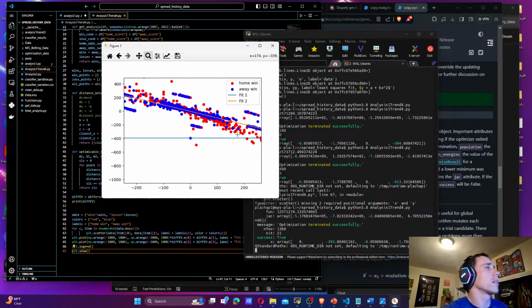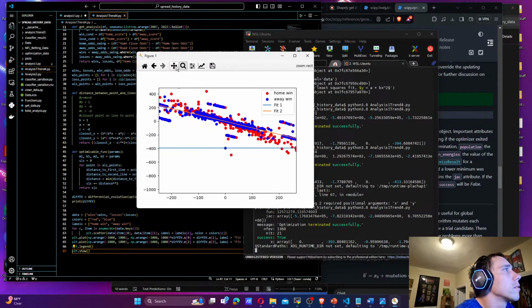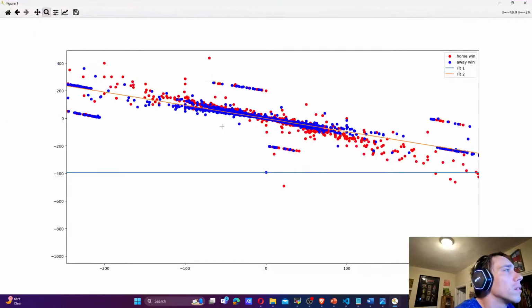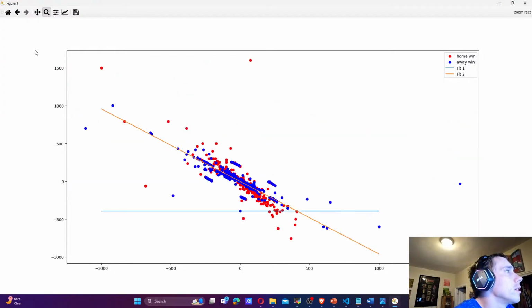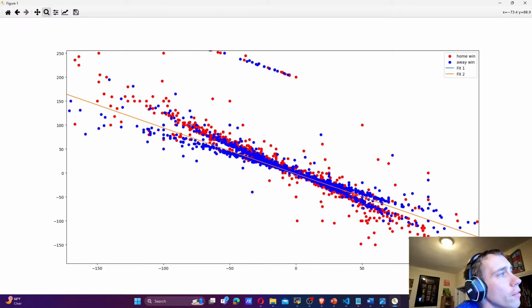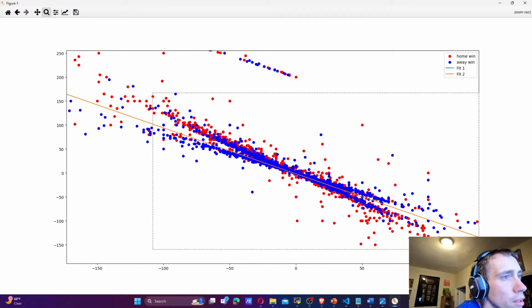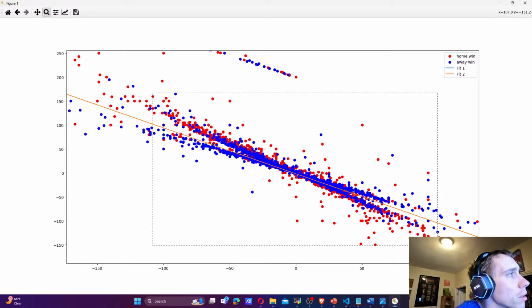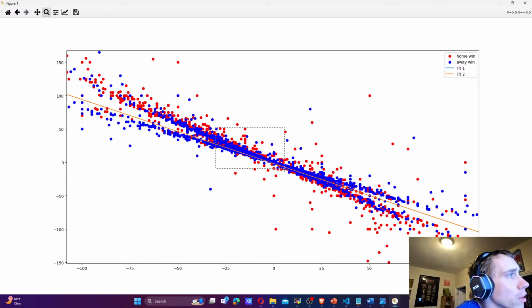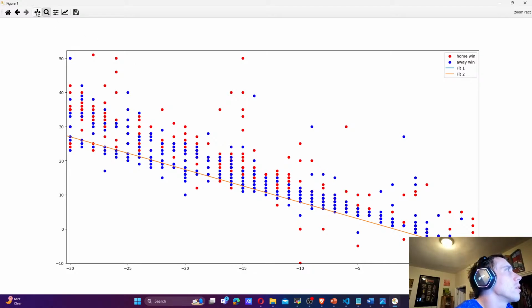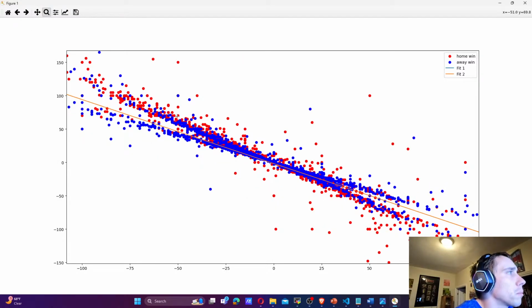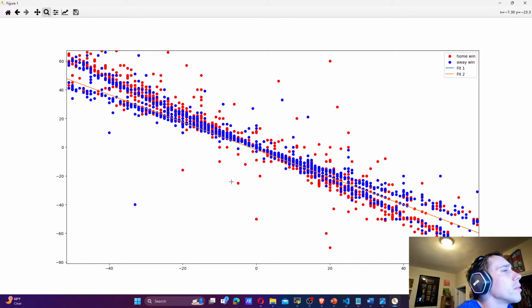It does look like that. There are two different trends. I think we could pick them out. Have you lost your mind? There's just so many points. Okay, nice.